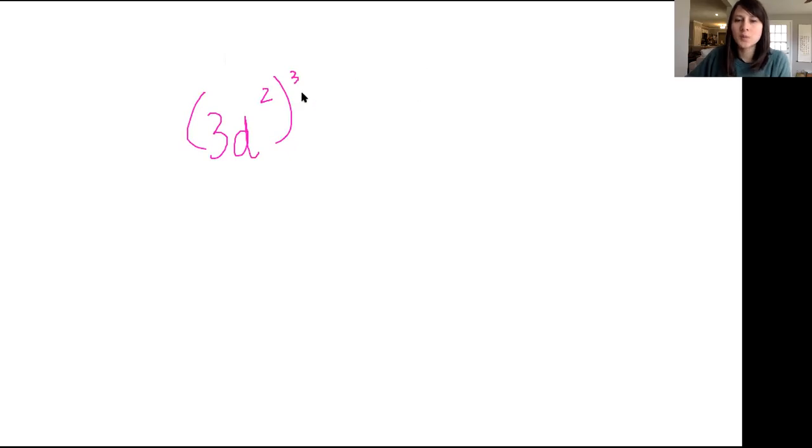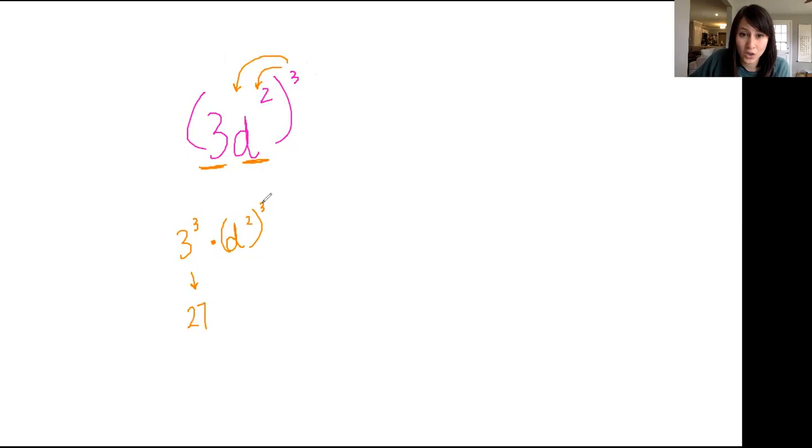A lot of times when we have something being multiplied outside a parentheses, we can see that we have to distribute that into every term. So really, this third power distributes into the 3 and it distributes into the d, okay? So that means I have 3 to the third power times d to the second power and that to the third power, okay? So that means I have to work this out. 3 to the third power is 27, and then d to the second to the third is d to the sixth power.